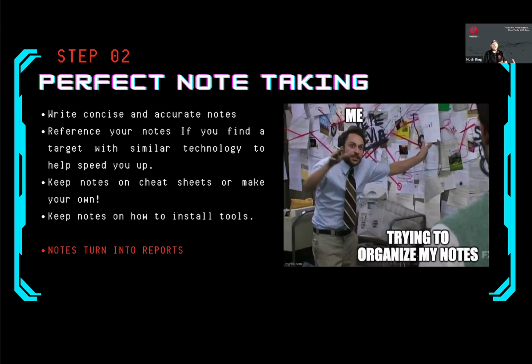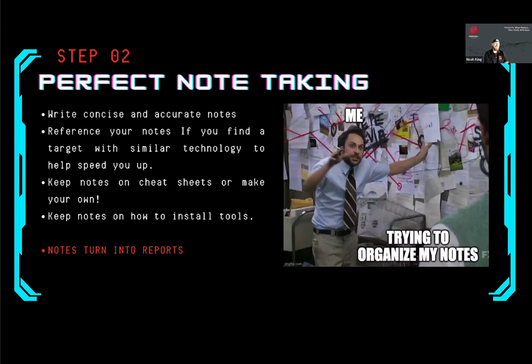Keep notes on cheat sheets or make your own. There are different cheat sheets out there, like an Nmap cheat sheet. There's plenty for different tools, right? I also found it really helpful to just write your own. I use Obsidian for note taking, and I would write down all the helpful commands in OSCP, and I just grew a list of them over time. Then I would just copy and paste, and it sped me up a lot.